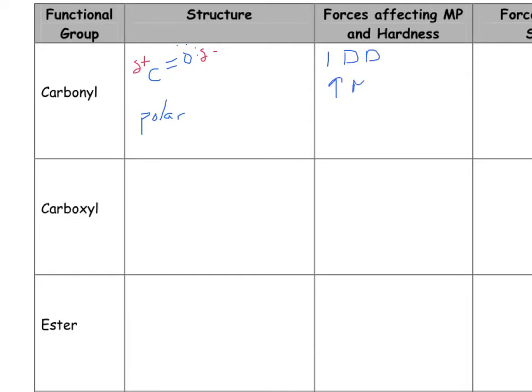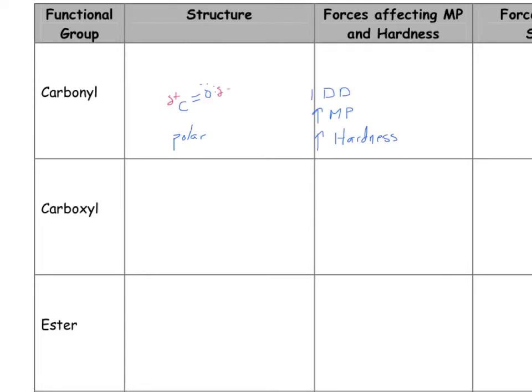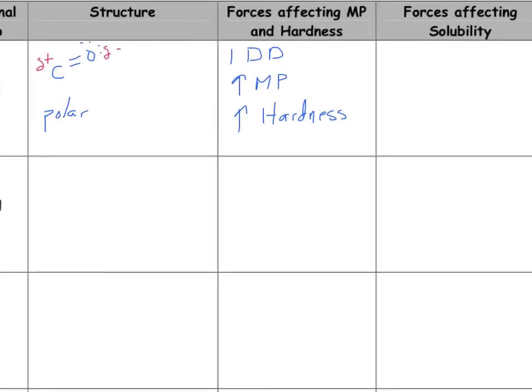This increases the melting point and it increases the hardness of the compound. When I try to dissolve a chemical with a carbonyl group on it in water, because I have an O with lone pairs, it can accept one hydrogen bond from water. This increases the solubility of the compound.